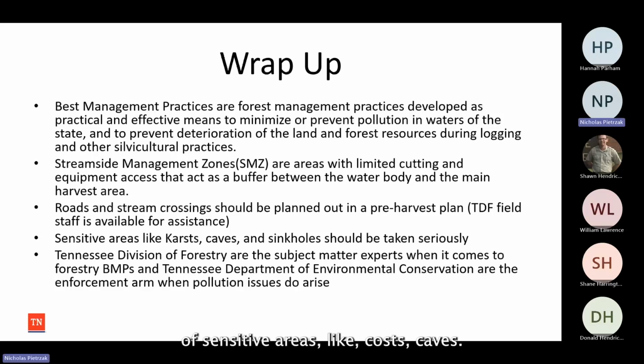Be mindful of sensitive areas like karsts, caves, sinkholes. Remember, a karst area is an area with a lot of soluble bedrock, so limestone, sandstone, areas like that. I know there's a lot of that out east.